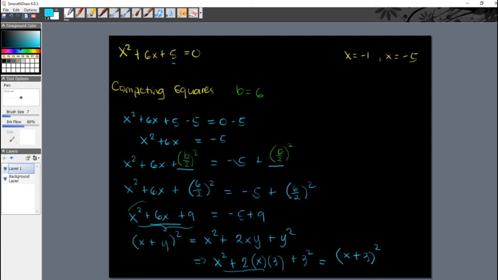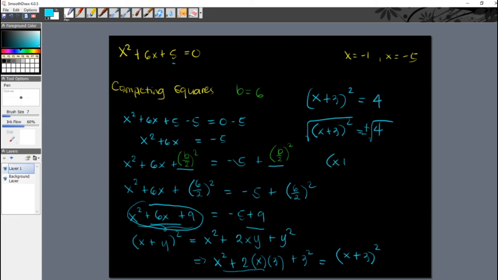So I'm going to write it here: x plus 3 squared equals -5 plus 9, it's +4, right? And to solve for x here, we're going to take the square root of both sides. So x plus 3 squared equals 4. Take the square root. This is plus minus square root. This becomes x plus 3. The square root cancels the square. This becomes plus minus 2, right?